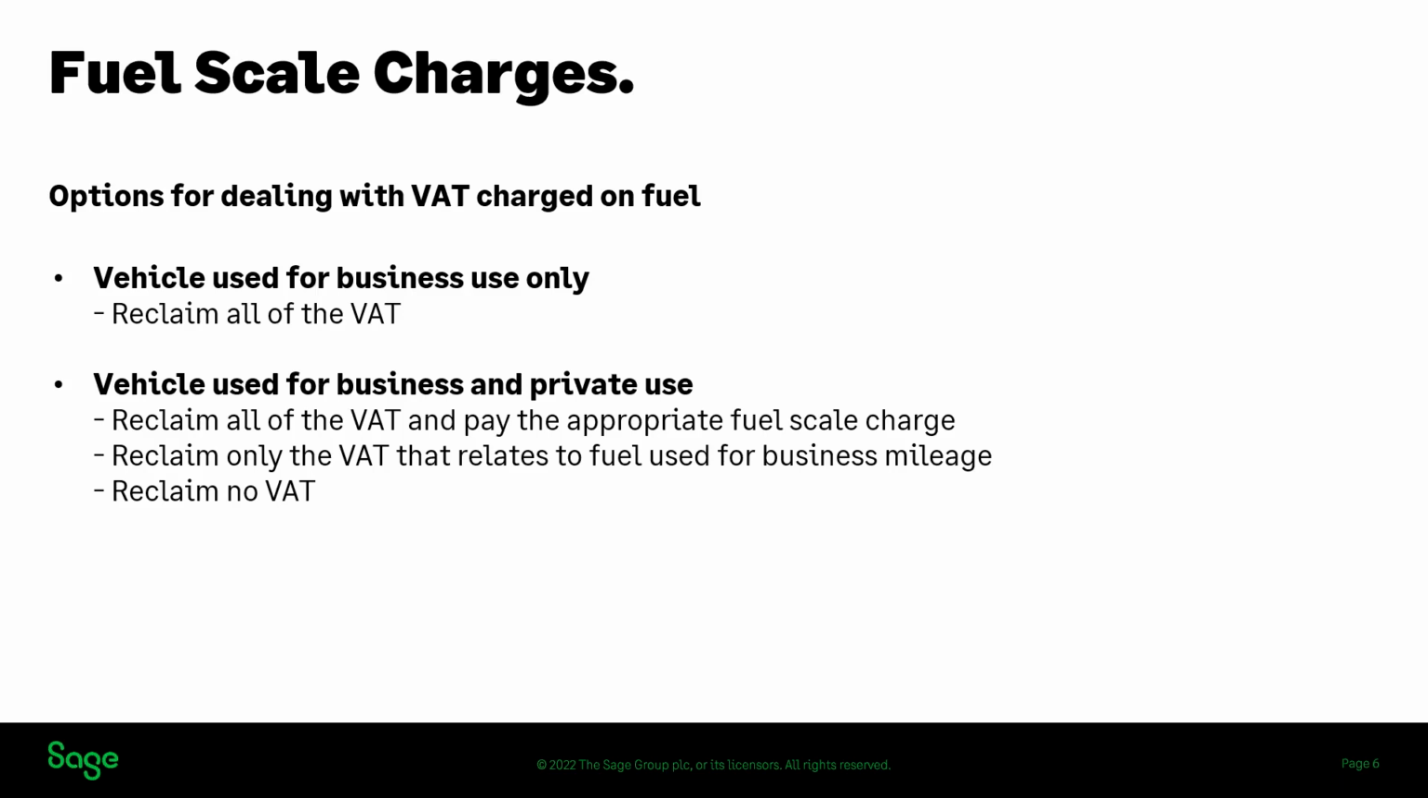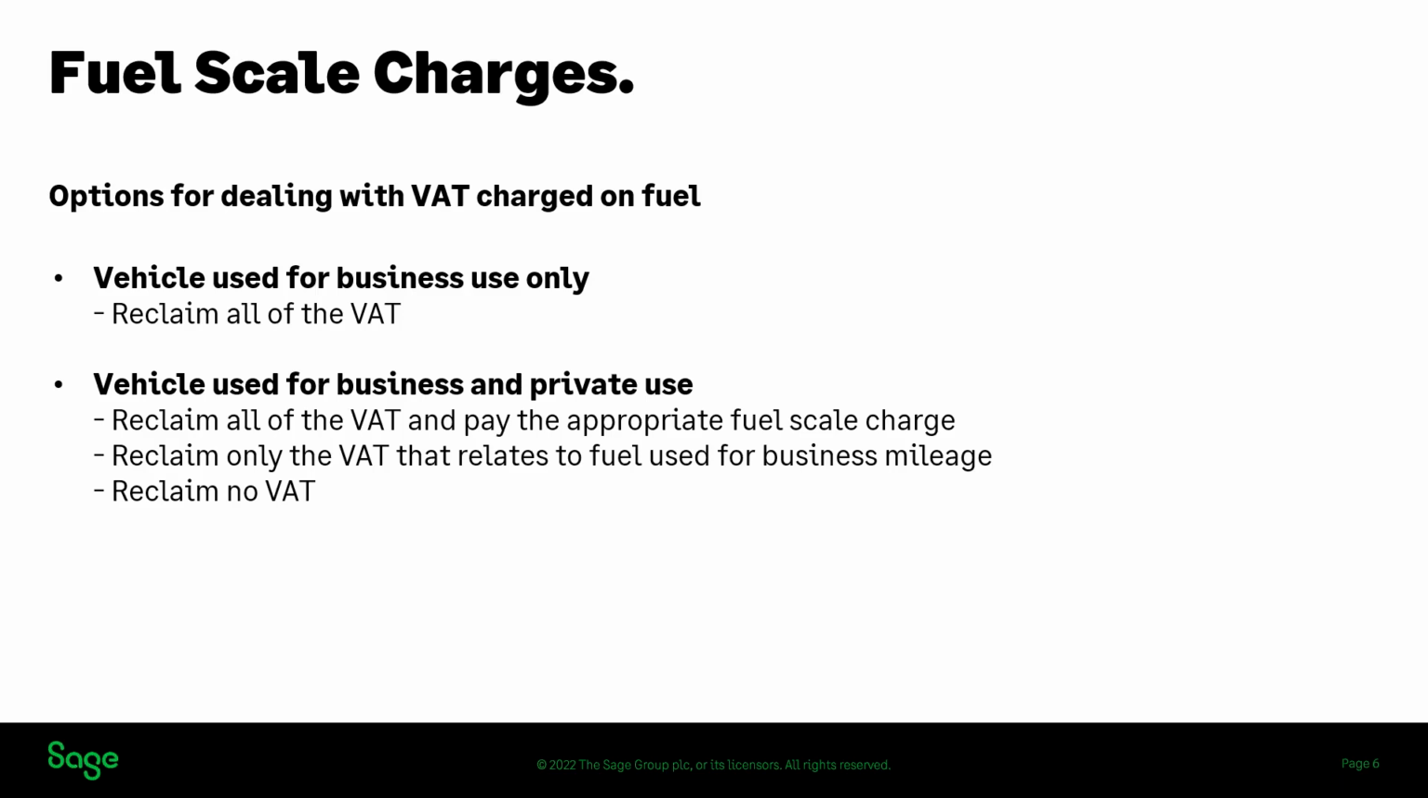If the vehicle is used for business use and private use, then there are three options. First is the one that we're going to look at today. So you reclaim all of the VAT, just normal, you enter your expenses as normal, and then you would pay the appropriate fuel scale charge. It was introduced as a simple way of almost like repaying some of the VAT, so posting that charge against your accounts because of the private use.